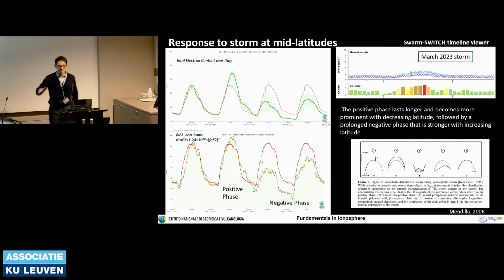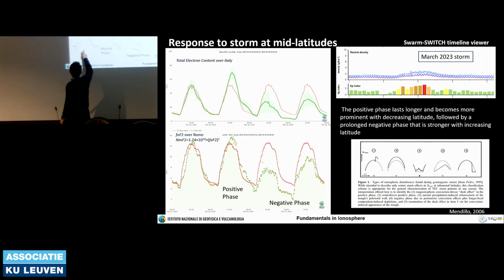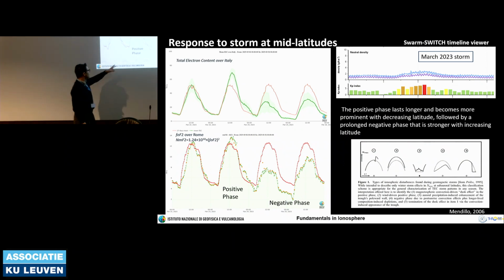In red, you have the median behavior, obtained by considering the 27 days before the specific measurement, and in green you have the observed behavior. You may recognize that the first day here is March 2022. There was a storm starting on the 23rd.